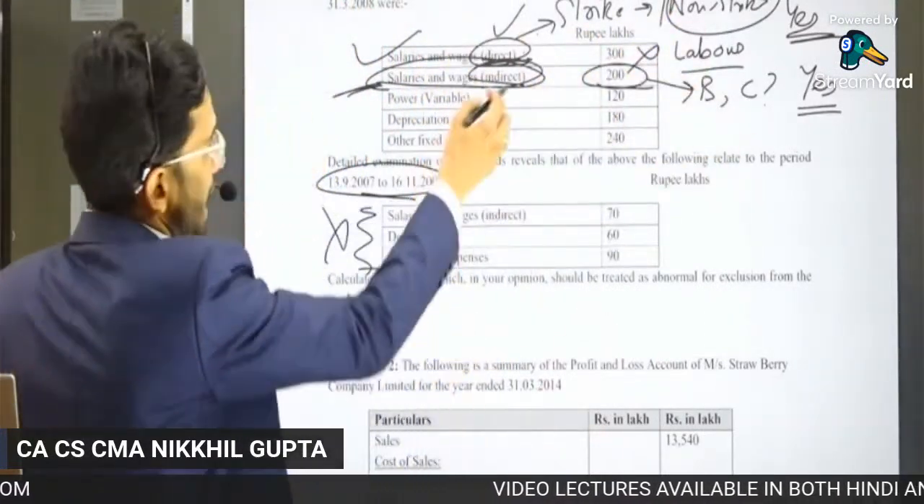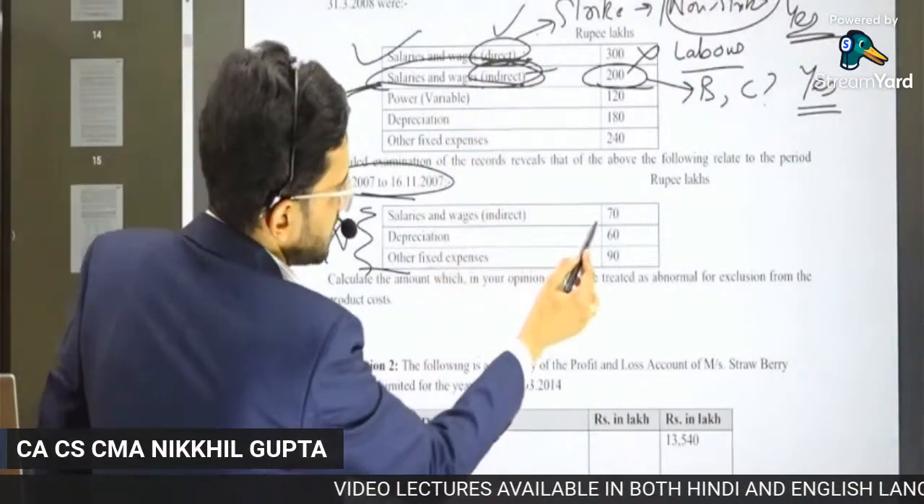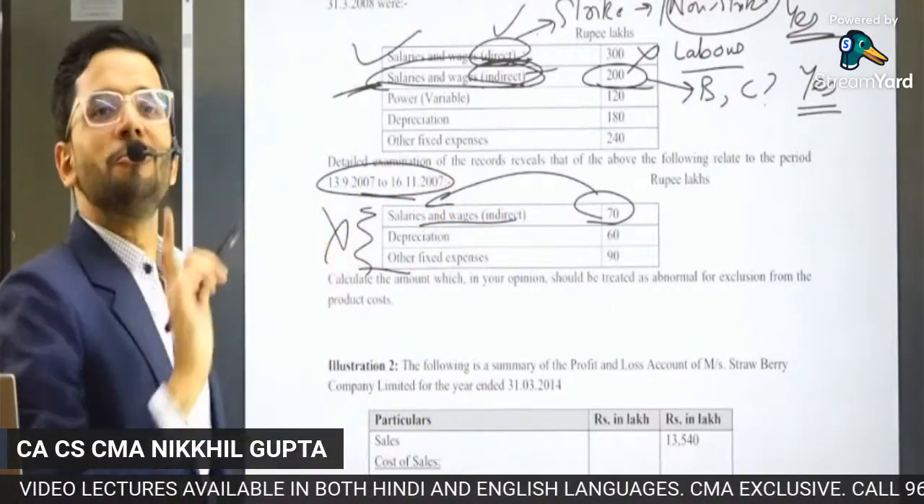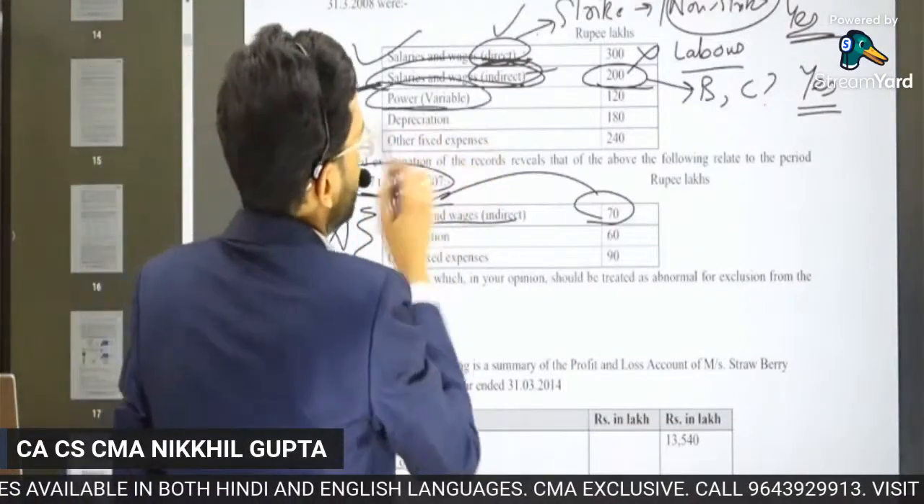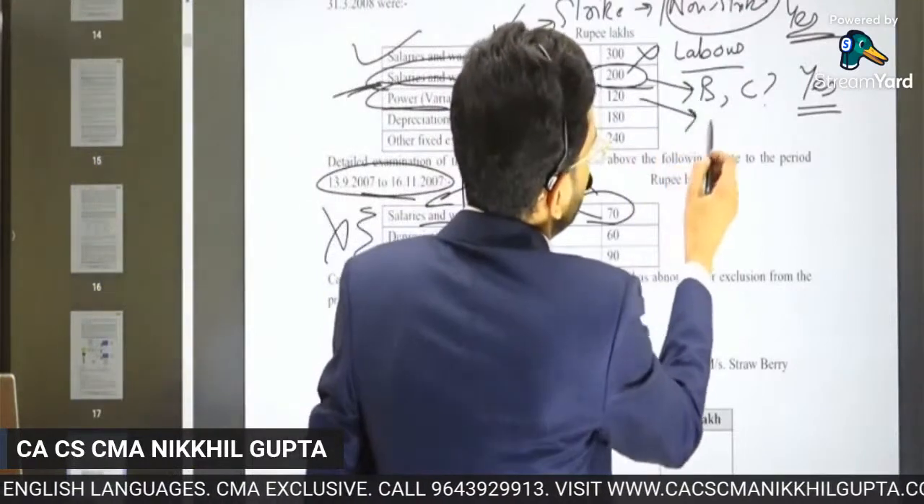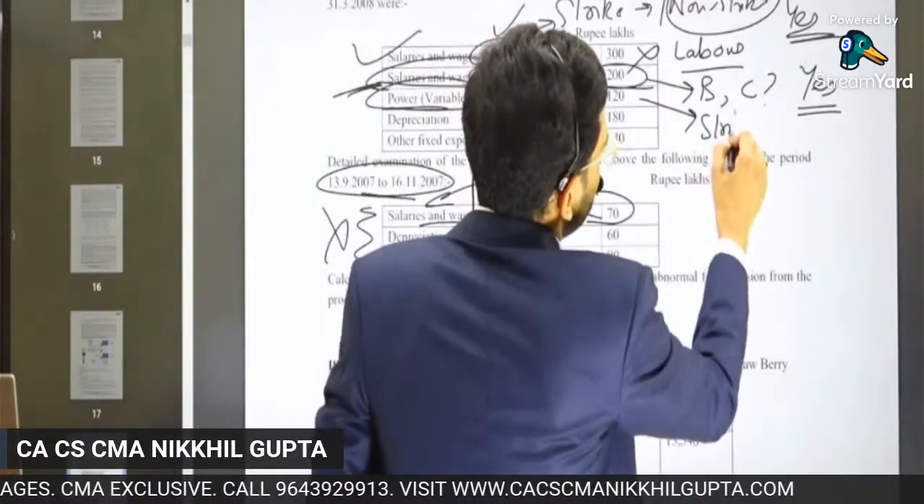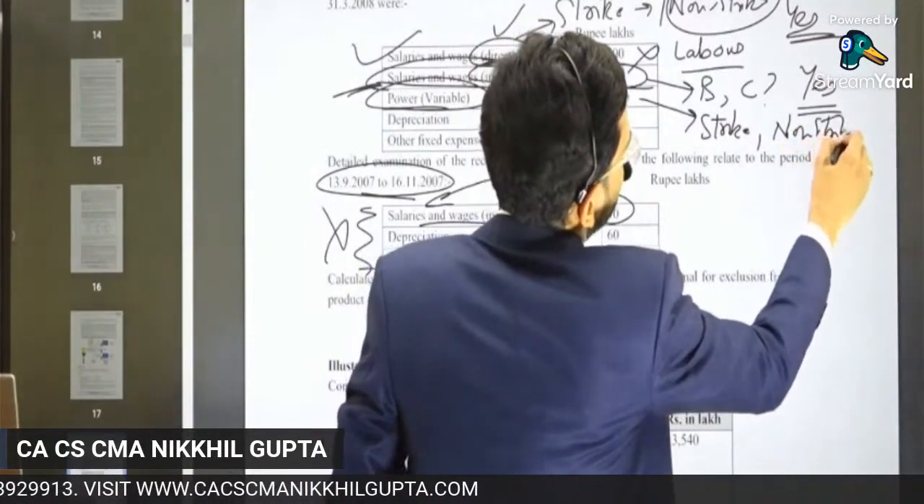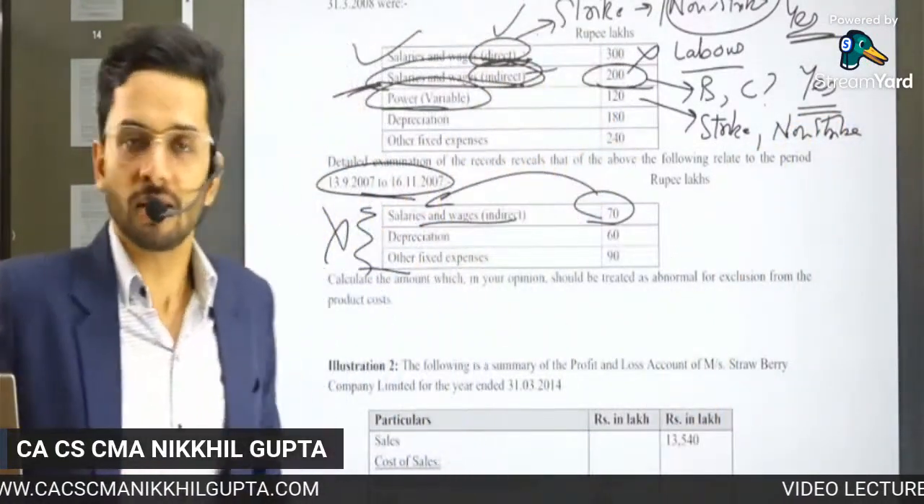Okay. And guys, please see, out of this indirect expenses, 70 is already taken as salaries or wages over here. It's already included. Okay, next. Power variable. So please tell me, power variable, whether it will take place during strike period or not. And during non-strike period, whether this power variable will take place or not.